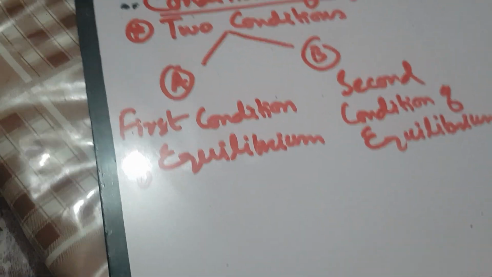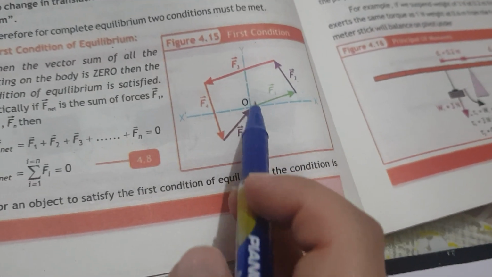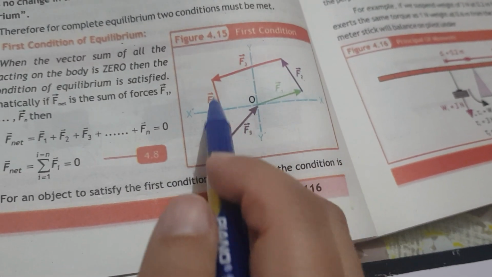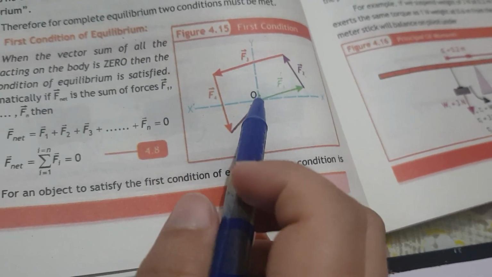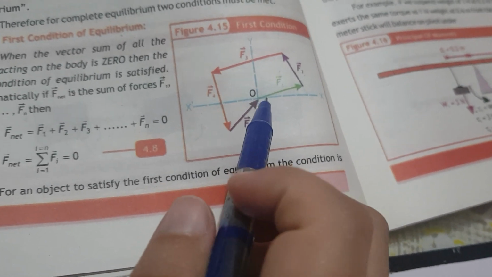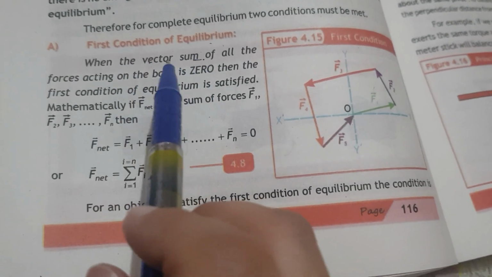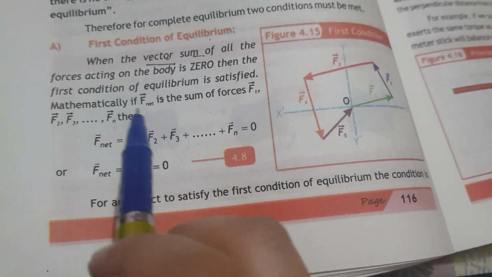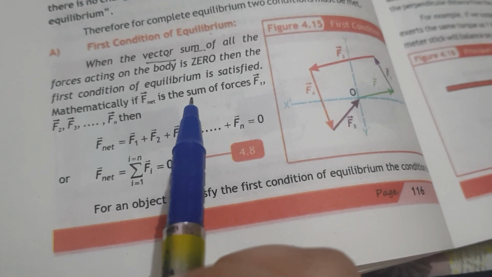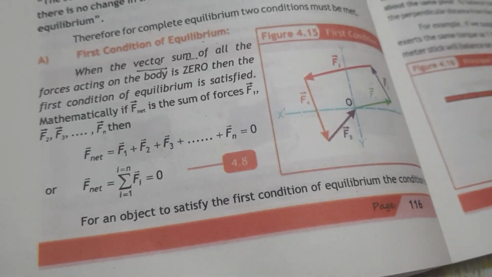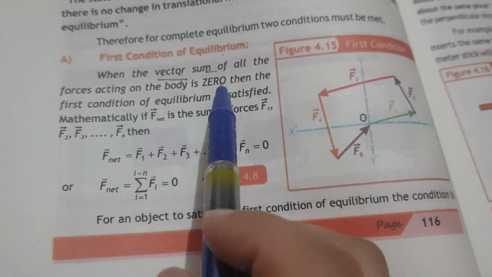According to the first condition of equilibrium, if there is an object and several forces are acting on it, F1, F2, F3, F4, F5, and the body is still in a state of rest, it means that the vector sum of all the forces is 0. It's important to mention the word vector, because forces are vector quantities and we must follow the rules for vector addition. You already know this. So the vector sum of all the forces acting on a body is 0.